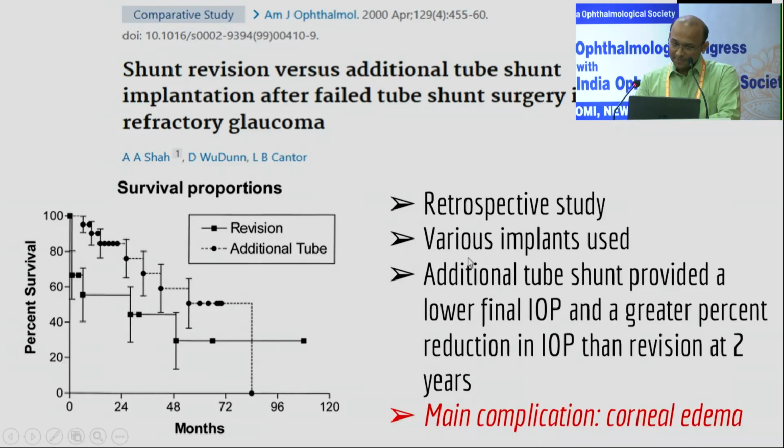So this was a retrospective study. They had good results at 2 years. The main complication, as expected, with the second tube was corneal edema. But the one problem with this study is there was no standardization for the second implant. If you had used Baerveldt, the second implant can be AGV or Baerveldt. So that was not standardized in this one. So if you're planning a second tube, we don't have a clear idea as to what has to be used.